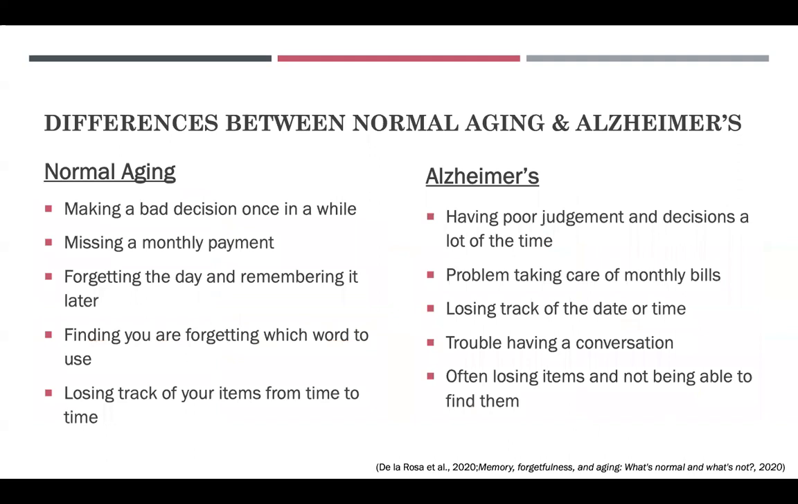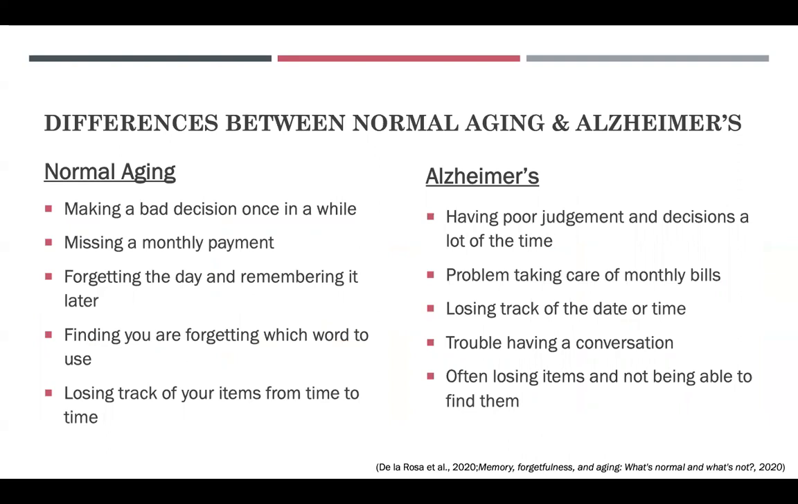Our memory can change as we get older and is a normal part of aging. Alzheimer's, however, is not a normal part of aging. Here are some differences between normal aging and when it may turn into something more serious like Alzheimer's.